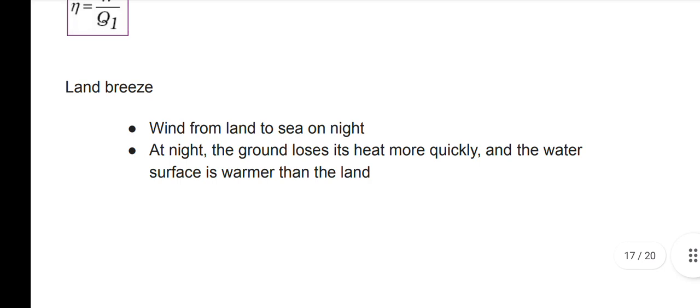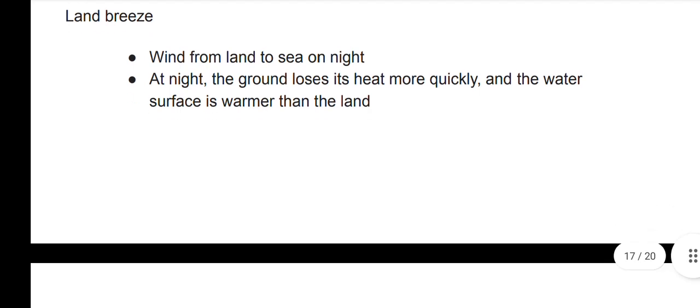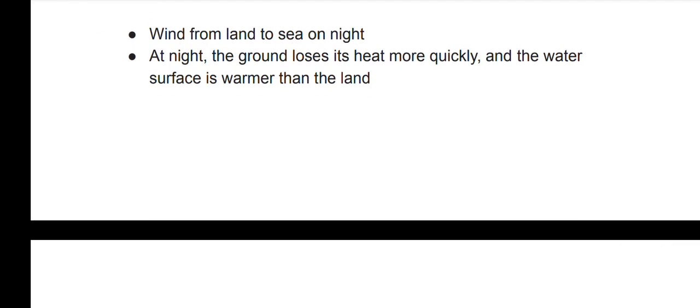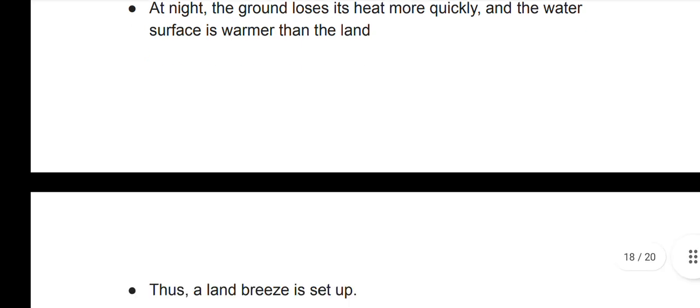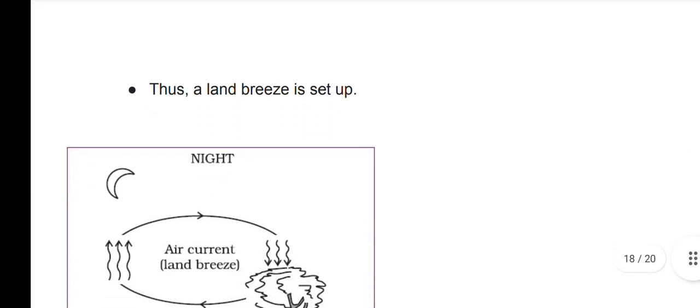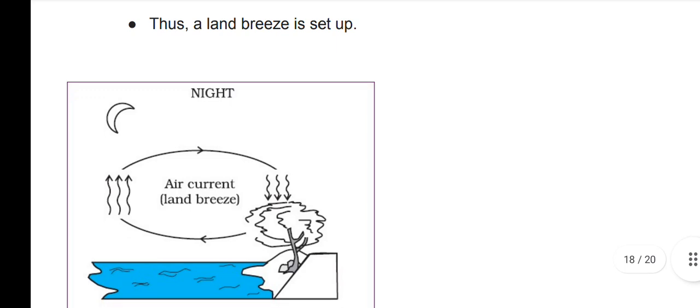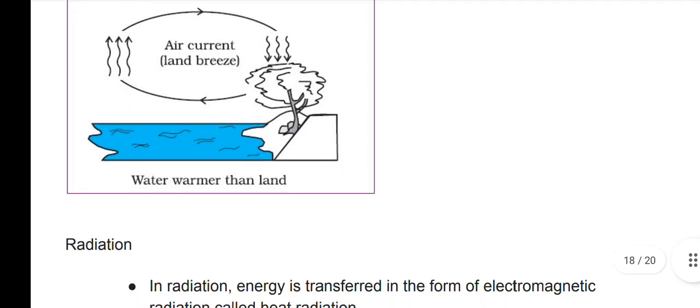Land breeze: wind from land to sea at night. At night, the ground loses its heat more quickly and the water surface is warmer than the land. Thus a land breeze is set up. Night, air current, land breeze.